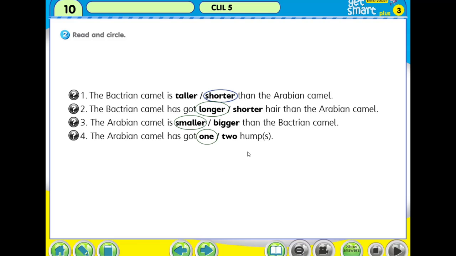Okay, how many questions have you got correct? I hope you got it all correct. Alright, now we are going to read from the beginning until the end together. Ready? 3, 2, 1. The Bactrian camel is shorter than the Arabian camel. The Bactrian camel has got longer hair than the Arabian camel. The Arabian camel is smaller than the Bactrian camel. The Arabian camel has got 1 hump.